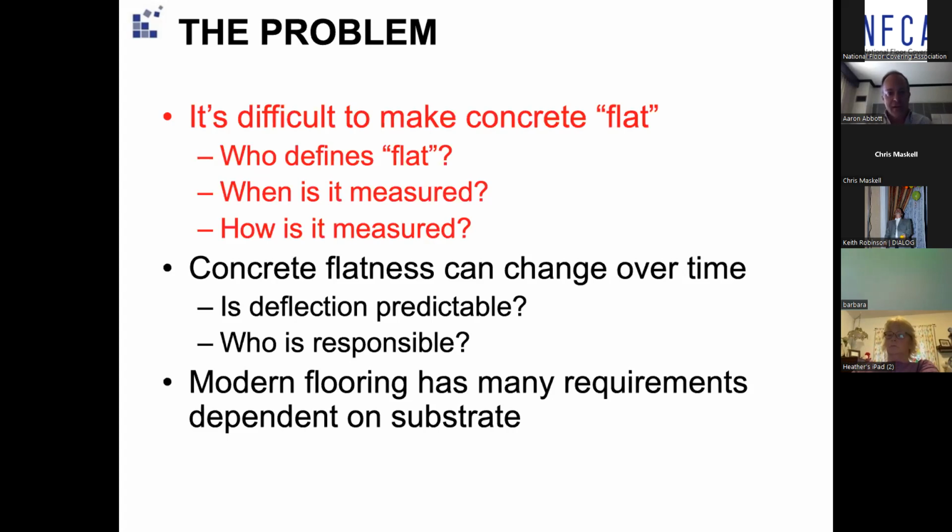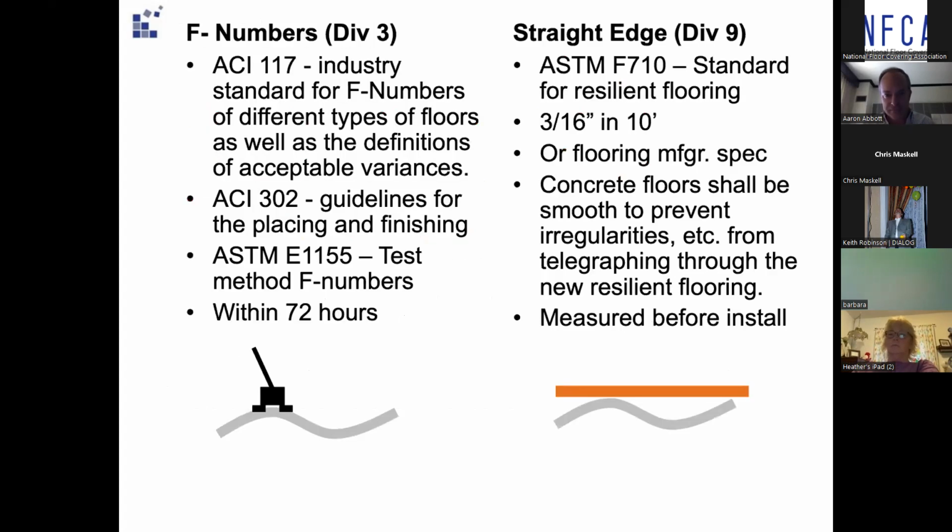So let me dive into this a little more deeply. In Division 3, the set of specifications that talk about concrete placement, and Division 9, which, to oversimplify, is about floor goods, one issue is that in Division 3, flatness, for example, is measured by something called F numbers, or floor flatness and floor levelness, two different measurements.